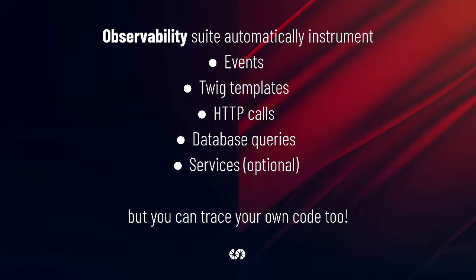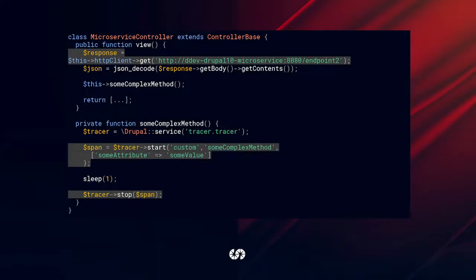If you just want traces about the events dispatched by the event component of Drupal, twig templates, HTTP calls, database queries, and services. So every time Drupal requests a service from the service container. But you can also trace your own code very easily. To do that, for example, after you receive the response from the external microservice, you can call some complex method. And in this complex method, you retrieve the tracer service, create a new span with some labels and some values, then do the hard work, okay, sleep 1 second, for example, and then stop the duration of that span.